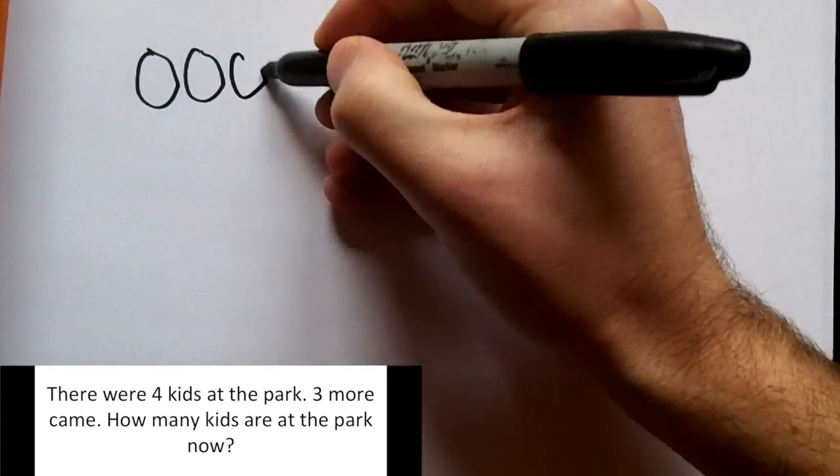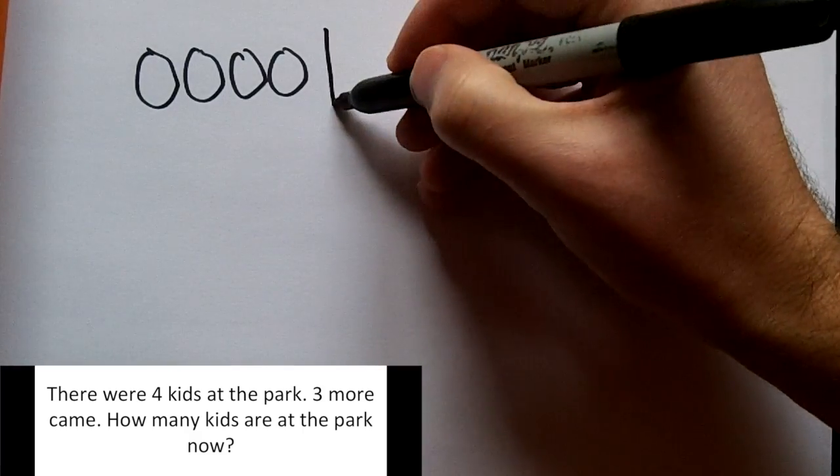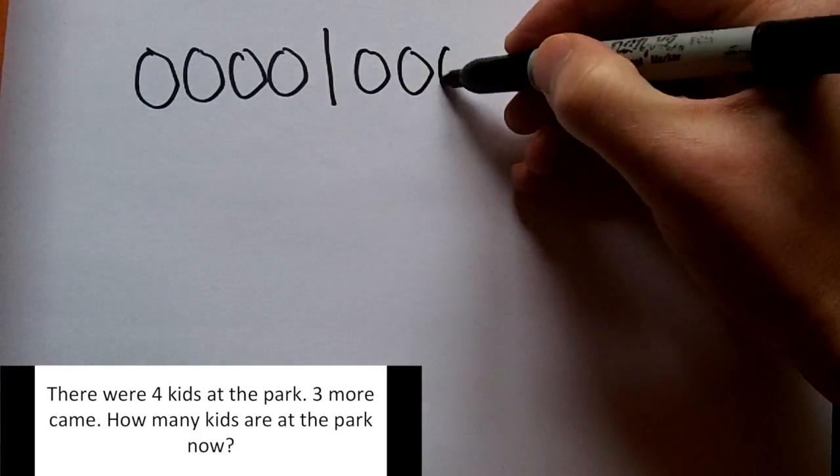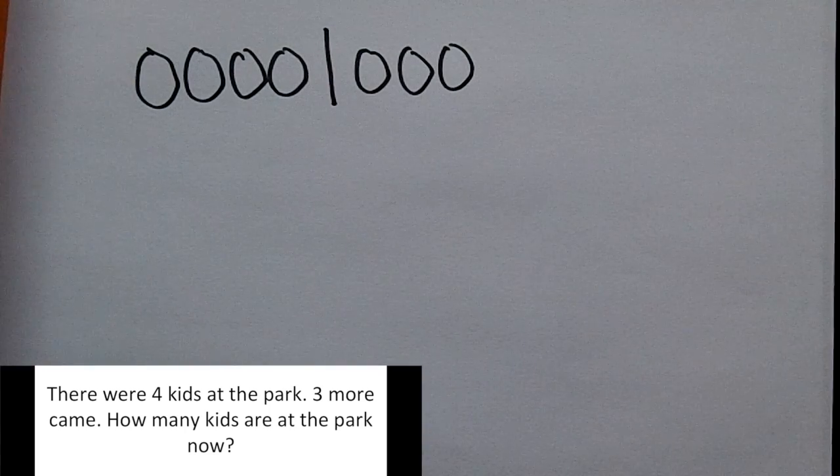Now let's do a picture. There are 4 kids at the park. Here are the 4 kids. 3 more came. I have to make them look a little bit different. How many kids are at the park now?